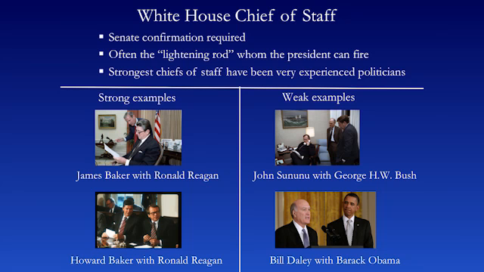Bill Daley, when he came into that position for Barack Obama, served only for about a few months before it was clear that even though his brother had been mayor of Chicago, he wasn't quite the same political operator. So sometimes you get absolutely powerful White House chiefs of staff who essentially become presidents, and sometimes you have fairly weak ones. So there's been a lot of variety over the years.